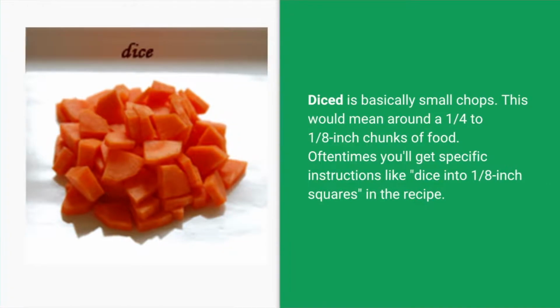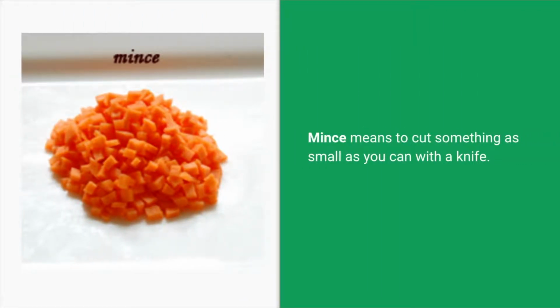Dicing is basically small chops. That would mean around 1/4 to 1/8 of an inch chunks. Oftentimes, you'll get specific instructions like dice into 1/4 inch squares in a recipe. Now, when a recipe tells you to mince something, it wants you to cut it as small as you can with a knife. You'll run into mincing every now and again, but most commonly with garlic.